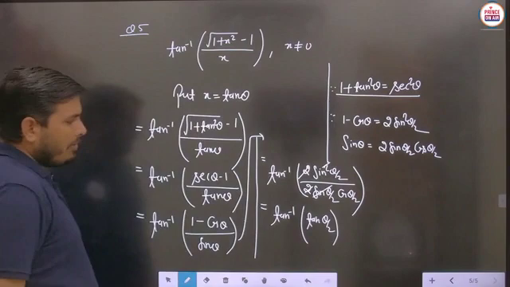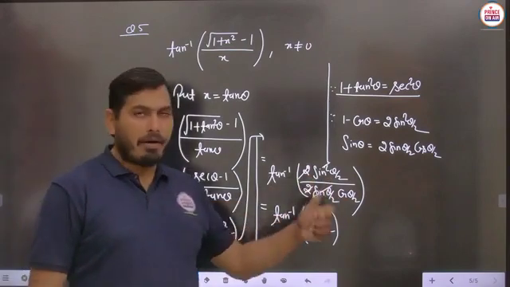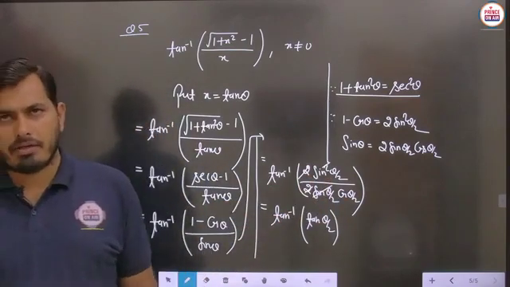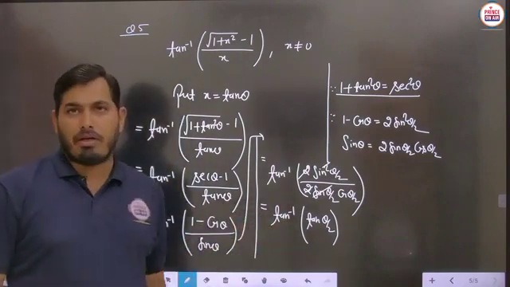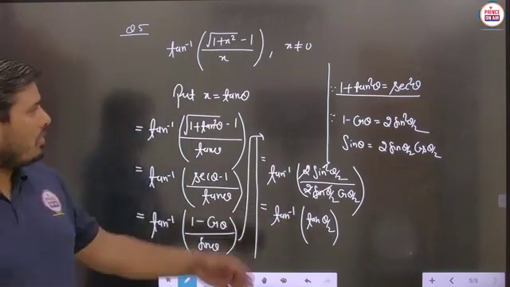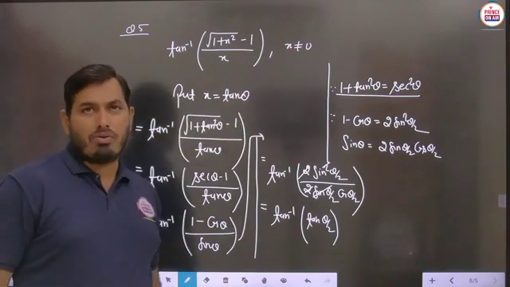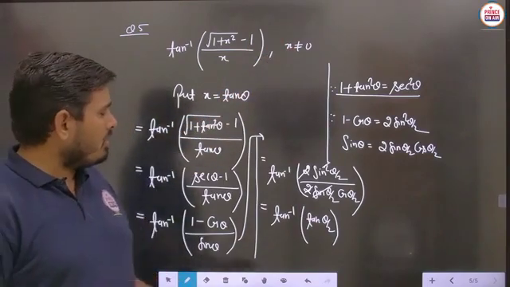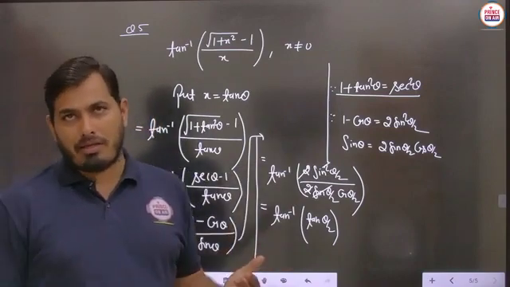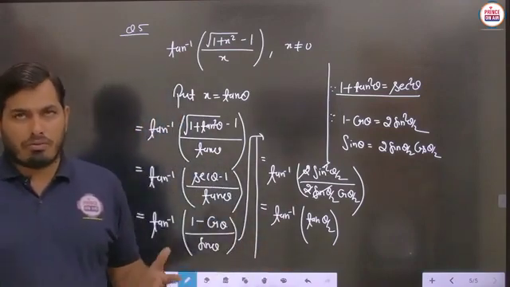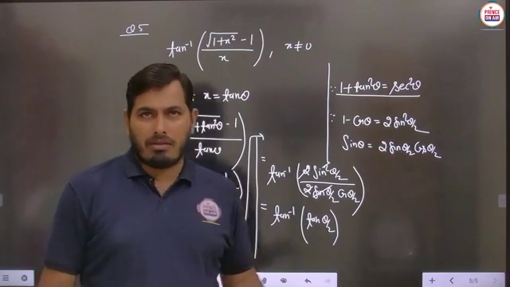Is it clear? Because sine theta by 2 divided by cos theta by 2 can be written as tan theta by 2. Now the tan inverse and tan will get cancelled out. So definitely we can say that tan x is not equal to 0, it is given here. So x is tan theta, and tan theta not equal to 0 means tan theta has some value that should be greater than or less than 0. Is it clear?